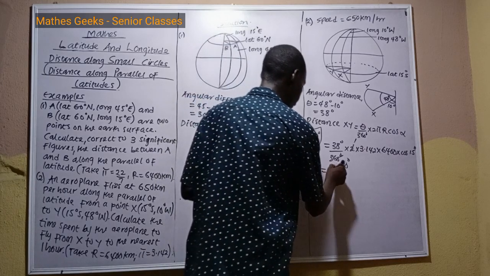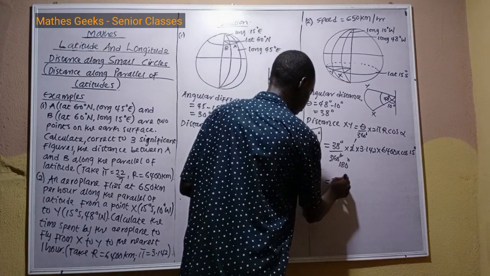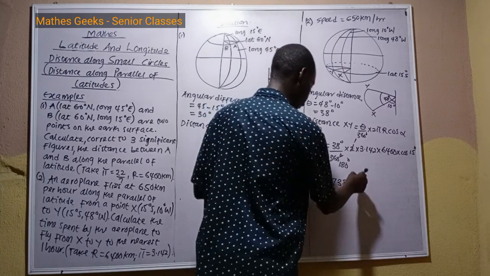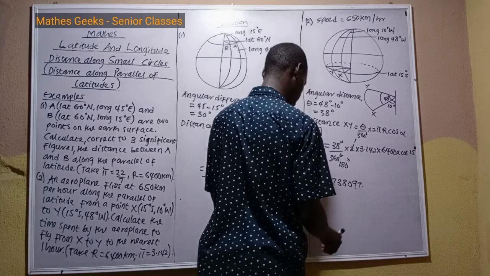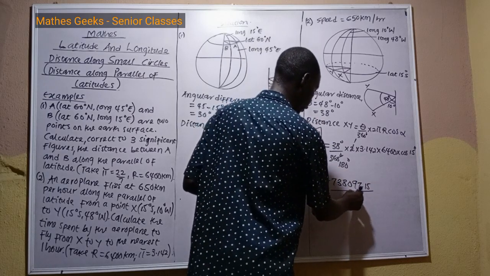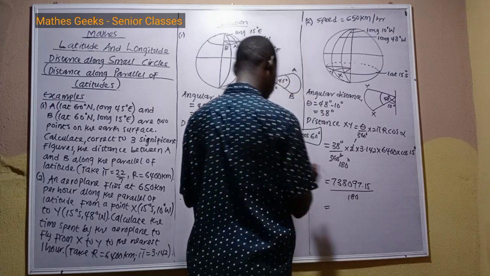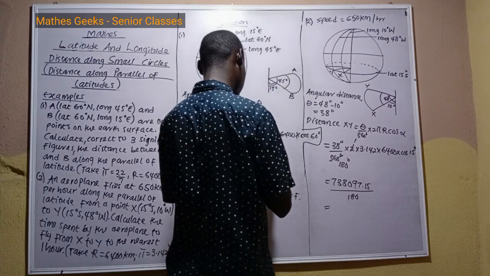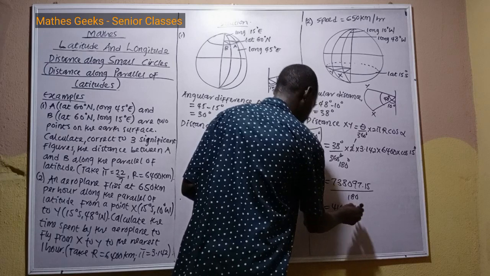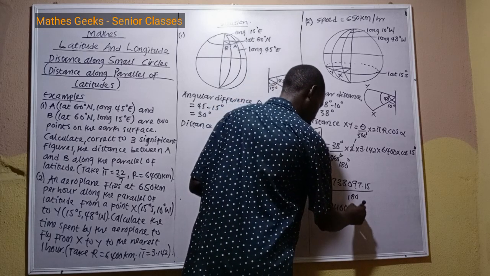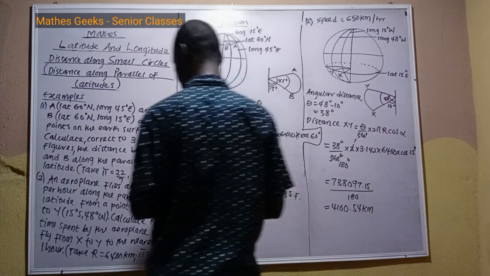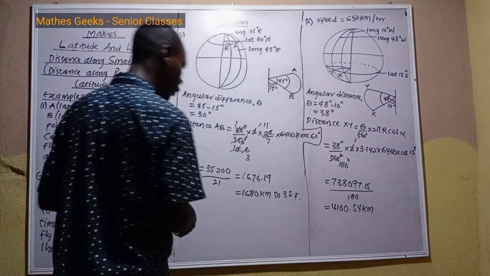That's 7738097.15 divided by 180, which is 4100.54 kilometers. Okay, so that's the distance.